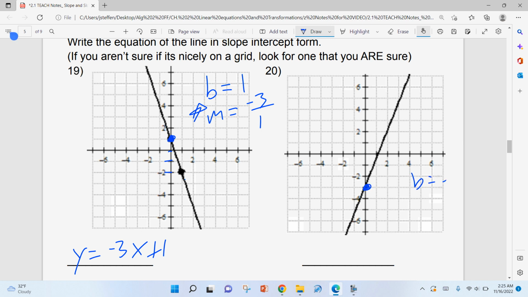Your y-intercept is negative 3. And then find a nice even grid point. If you can't tell, choose another one. So we go up 1, 2, 3, 4, 5. To the right, 1, 2. So y is equal to 5 over 2x minus 3.